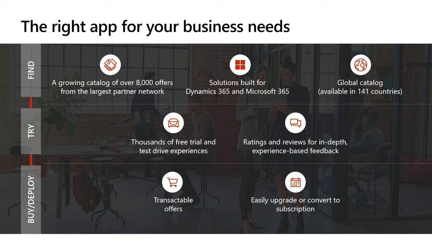So once you find an app that you think is the right, suitable solution for your program or your business need, you have the opportunity to try it before you buy it. The ratings and reviews are in-depth experience, so someone can only provide feedback if they've actually purchased the product, which is really important. And now there's a name associated with that, whereas before the feedback was anonymous. So that's all meant to make sure that you can make a trusted decision. In the buy and deploy phase, as we've mentioned, we now have transactable offers, and you can easily upgrade or convert to a subscription service.